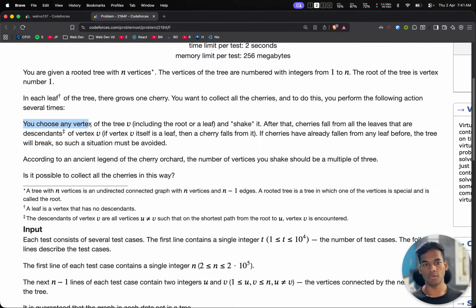Choose any vertex V of the tree, including the root or a leaf, and shake it. After that all cherries fall from all the leaves that are descendants of vertex V. If vertex V itself is a leaf, then a cherry falls from it. If cherries have already fallen from a leaf, the tree will break, so such a situation must be avoided. According to an ancient legend, the number of vertices you shake must be a multiple of 3. Is it possible to collect the cherries?